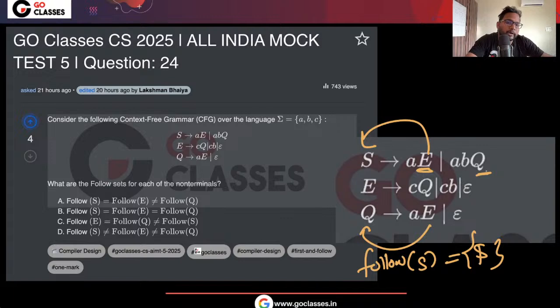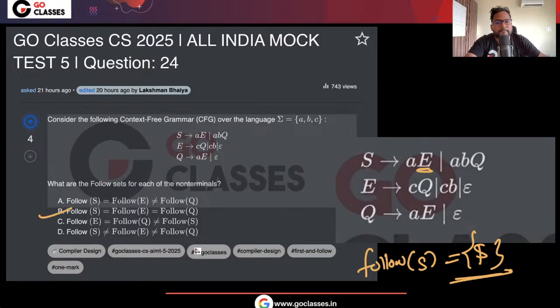And what about follow of Q? It will be same as follow of S. What about follow of Q? It will be same as follow of E. So basically all follows are same as follow of S only, which is dollar. So that is why B is the correct answer here. Okay, is this understood?